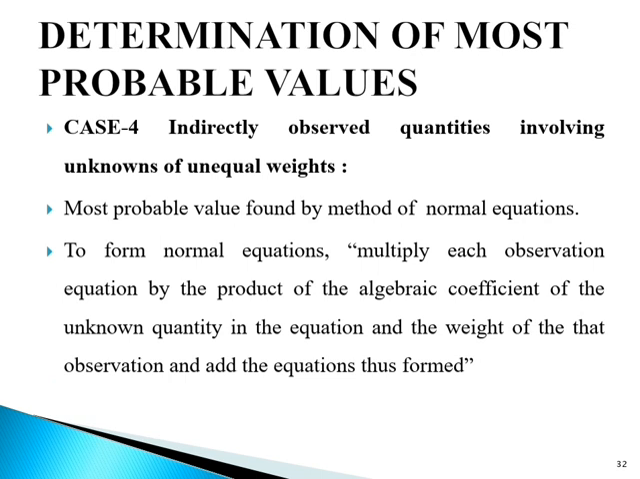Now let's see case 4. Indirectly observed quantities involving unknowns of unequal weights. In this case, the most probable values of the unknowns are generally found by the method of normal equations. To form normal equations, multiply each observation equation by the product of the algebraic coefficient of the unknown quantity in the equation and the weight of that observation, and add the equations thus formed.